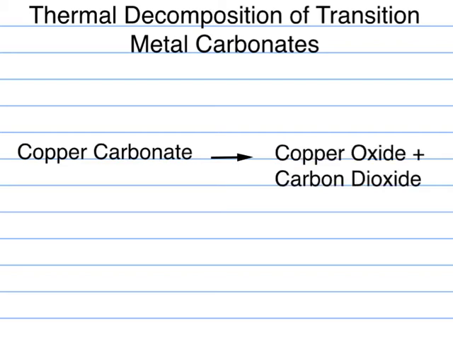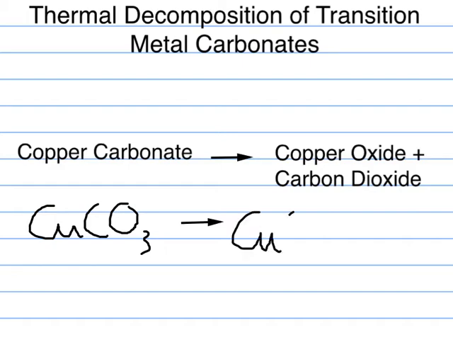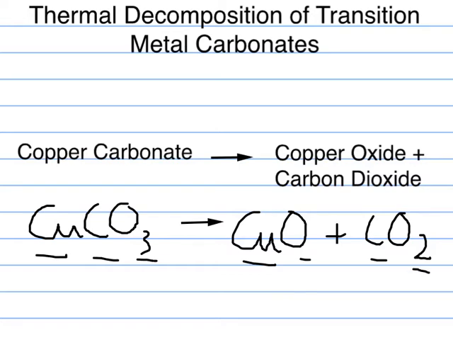Okay, so let's have a look at the symbols for this then. With the copper carbonate, we've got Cu, CO3, and the copper oxide is CuO, and then carbon dioxide is CO2. So you can see that we've got one copper, one carbon, 3 oxygens, 1, 2, 3 oxygens.